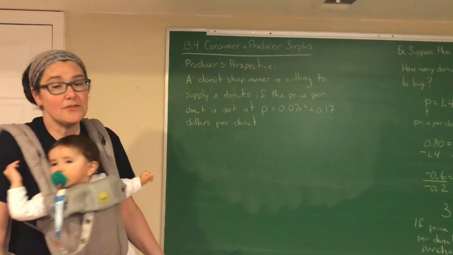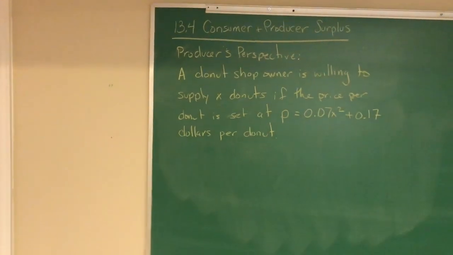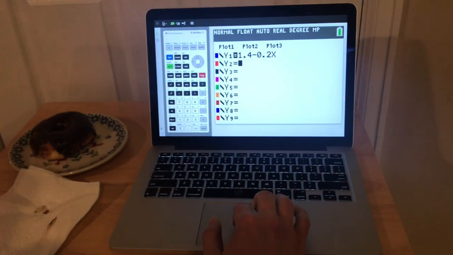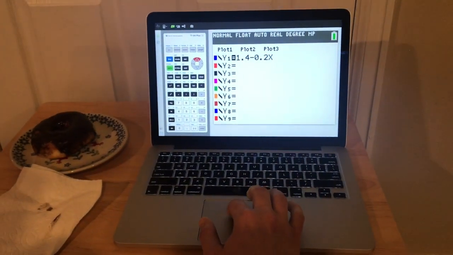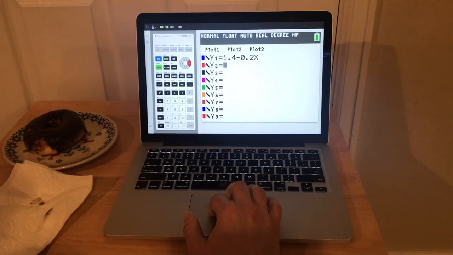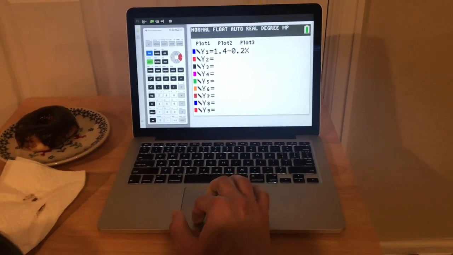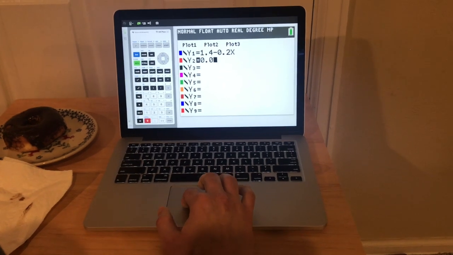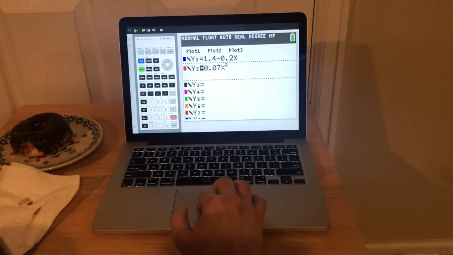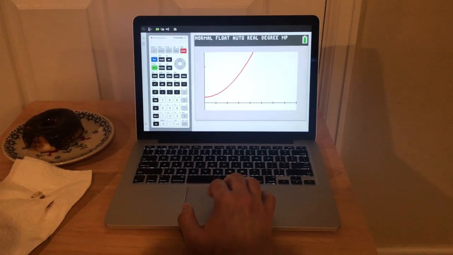Okay. So let's graph this function. This is going to be our producer supply curve, and let's see what it looks like. So we'll go back to our y equals. I'm going to go ahead and clear out the second one, and we're going to need that first function again, so I'm just going to unselect it for now. And our producer supply function is 0.07 x squared plus 0.17.